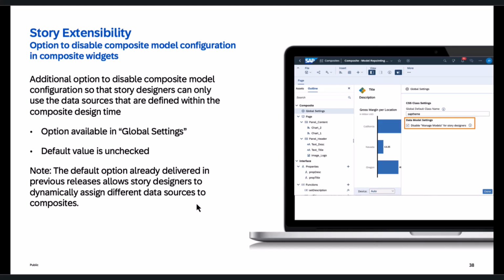So the next feature is also related to the composite. Within the composite, you have the option now to go to the data model setting and to have the option disable manage model for story designers. So the default setting is unchecked. That means you create this composite, and in the story, you can adapt this composite data model to the story data model. But also in some cases, you don't want the story designer to change the data model in the story at all for the composite. And for that case, you can use this option to do so.